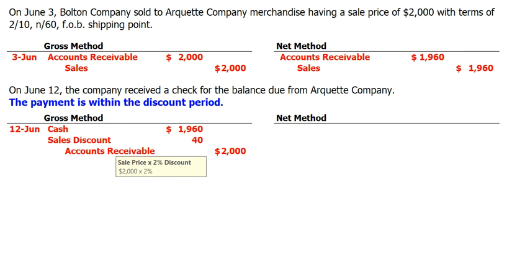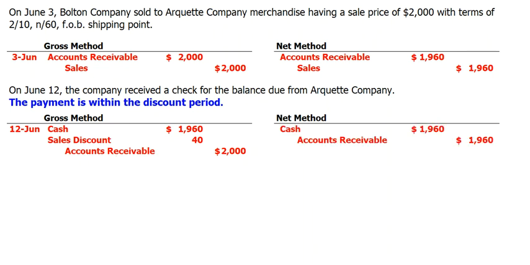Now, what if Bolton had been using the net method? Again, Arquette will only remit $1,960 in cash. But since this equals the amount that Bolton has recorded as receivables on its books, no further entry is required.